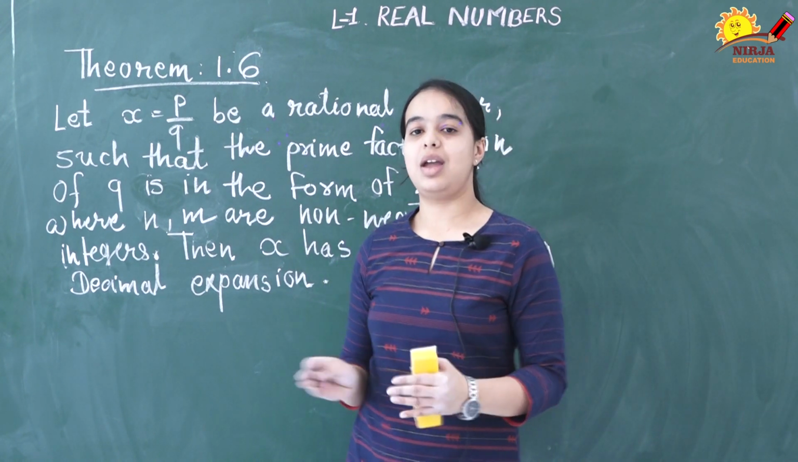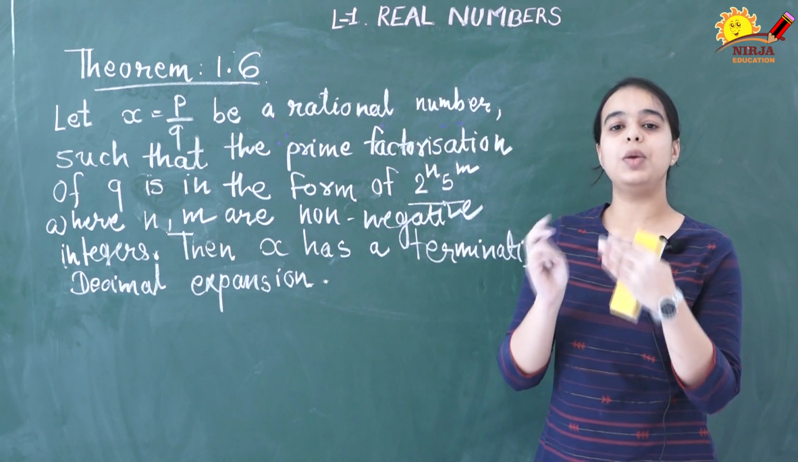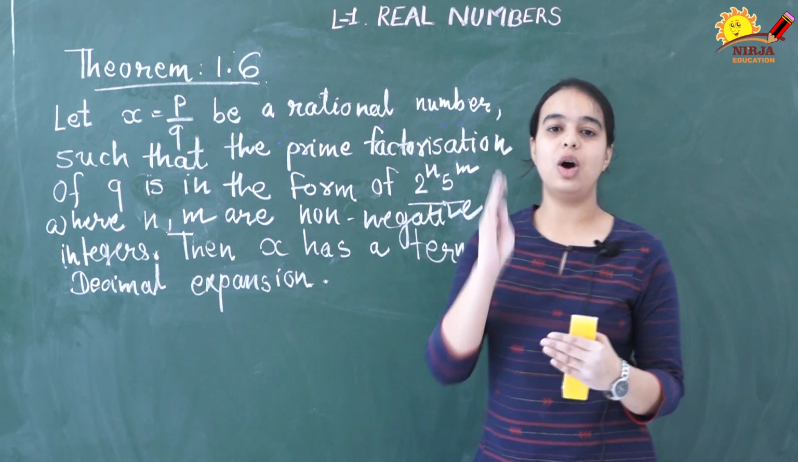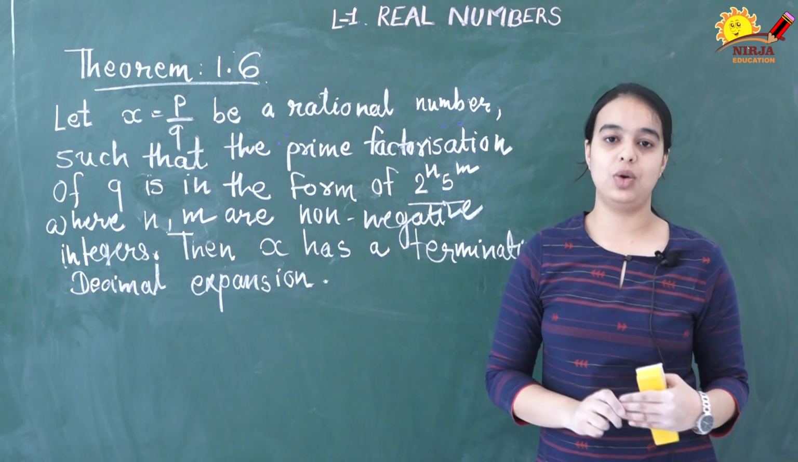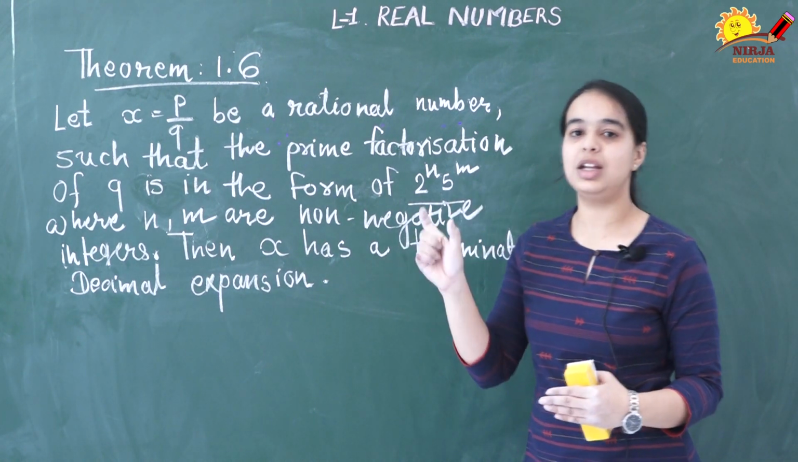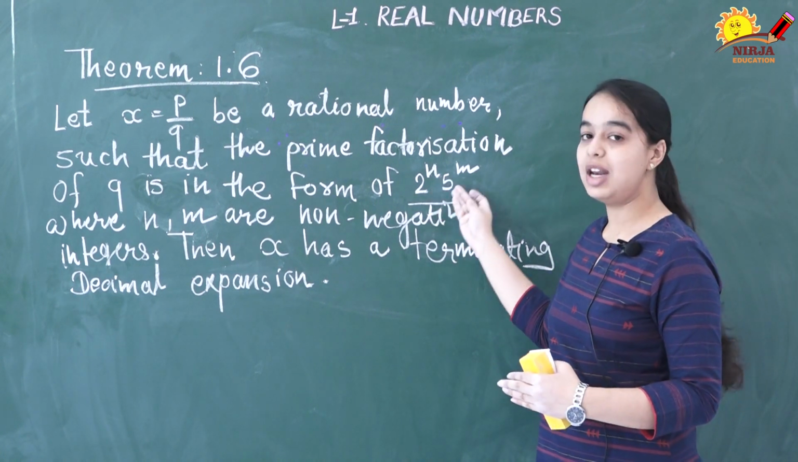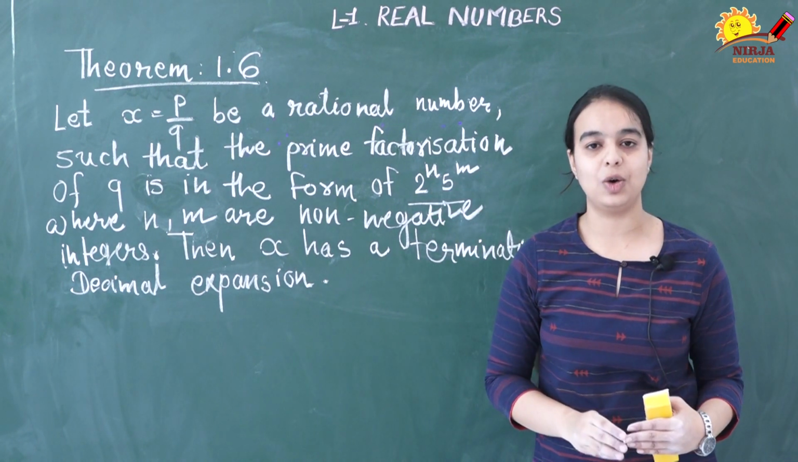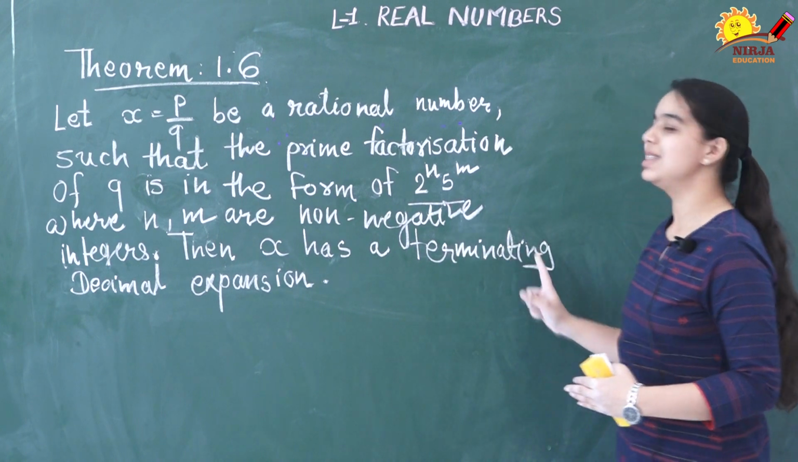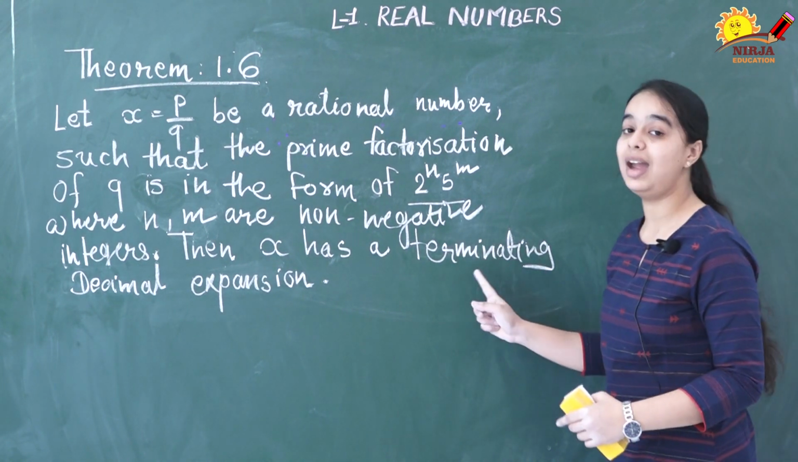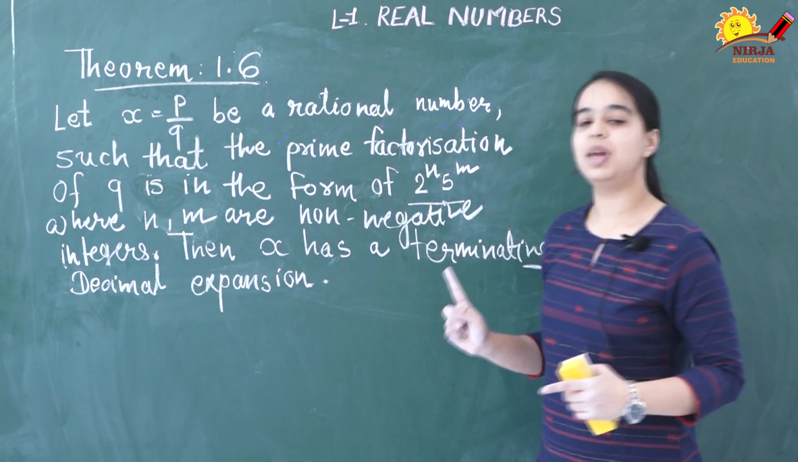ये थ्योरम ये कहना चाहता है कि अगर कोई भी एक रेशनल नंबर को ले लो और उसको p by q के फॉर्म में ले लो तो जो आपका q है यानी कि डिनोमिनेटर है वो आप अगर 2 रेस टू n, 5 रेस टू m के फॉर्म में लिख पाते हो तो वो रेशनल नंबर का डेसिमल एक्सपांशन जो है वो कैसा है? टर्मिनेटिंग, जैसे हमने देखा.